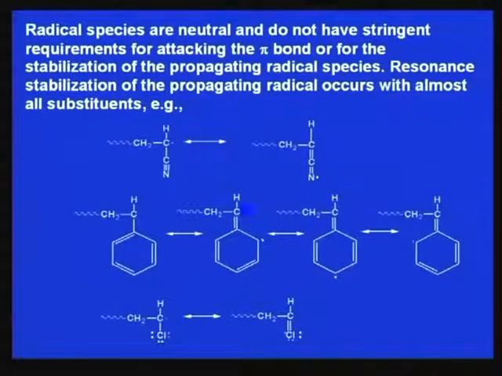Radical species are neutral, you know, and do not have stringent requirements for attacking the pi bond or for the stabilization of the propagating radical species, and resonance stabilization of the propagating radical occurs with almost all substituents. Resonance stabilization means the intermediate or the radical species, monomeric radical species which has been formed after initiation, that should be stable enough for growth of the polymer.